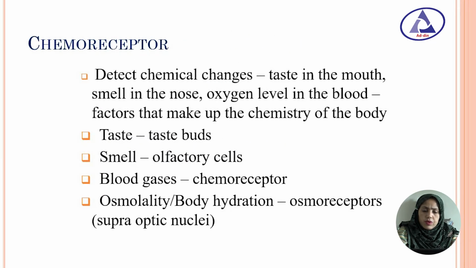And chemoreceptor. Chemoreceptors detect chemical changes, that is taste in the mouth, smell in the nose, oxygen level in the blood, that make the chemistry of the body. Examples are taste buds, smell olfactory cells, blood gases chemoreceptors, osmoreceptors in the supraoptic nuclei.